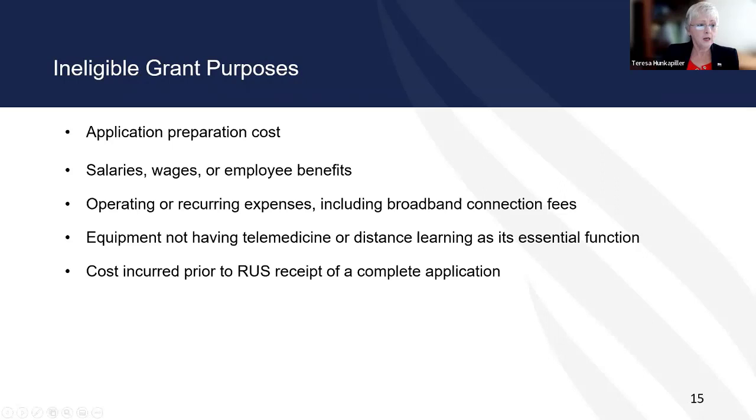Ineligible grant purposes. These have not changed, and we do still seem to have a little confusion on these. Application preparation costs are not eligible. Those are operating expenses. Neither are salaries, wages, or employees' benefits. Not fundable, period. No other operating or recurring expenses, including broadband connection fees. This program is not set up to fund your monthly broadband bill.